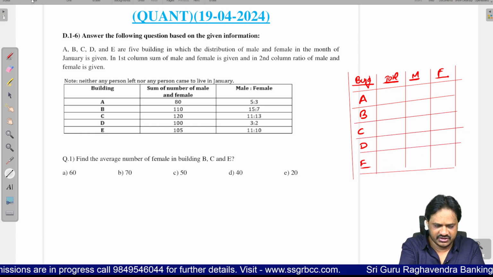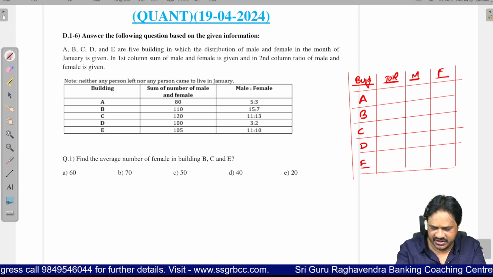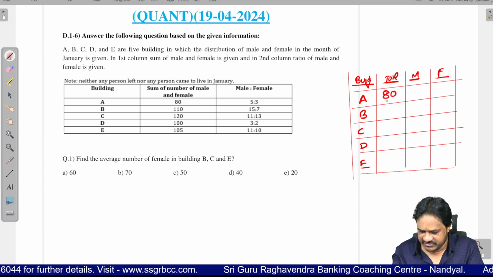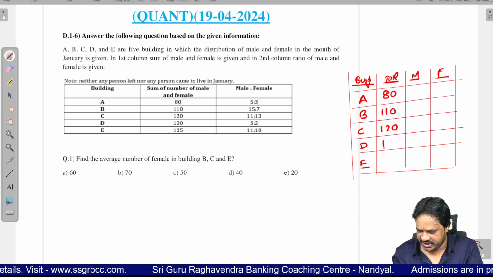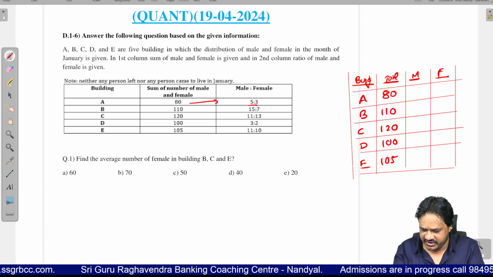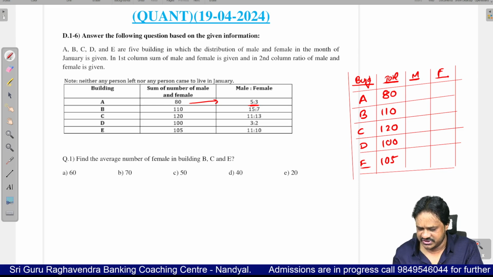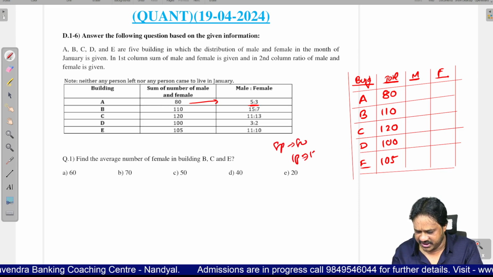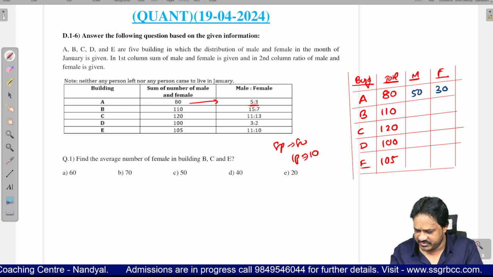If you see the totals, first let us take the totals. A is given 80, B 110, C 120, D 100 and E 105. For A, 5 is to 3, 5 parts males, 3 parts females. So, it will be total 8 parts. 8 parts is 80, means 1 part is 10. Therefore, this will be 50, this will be 30.